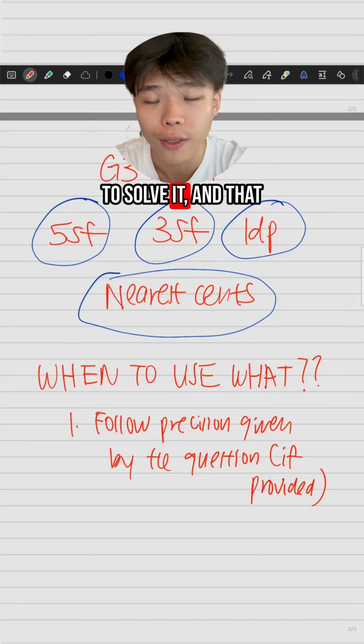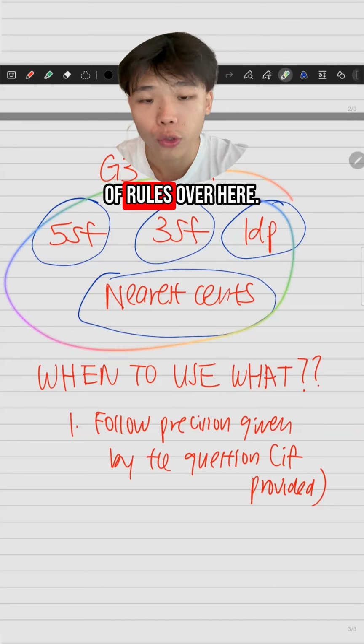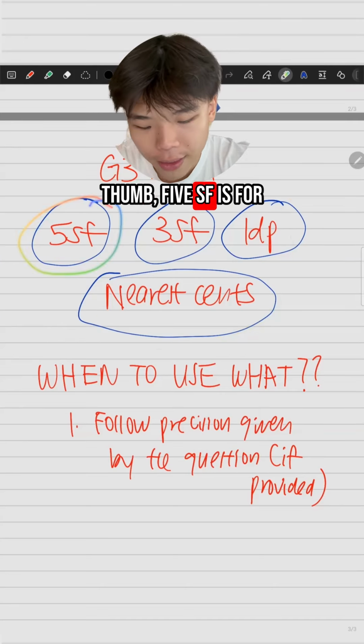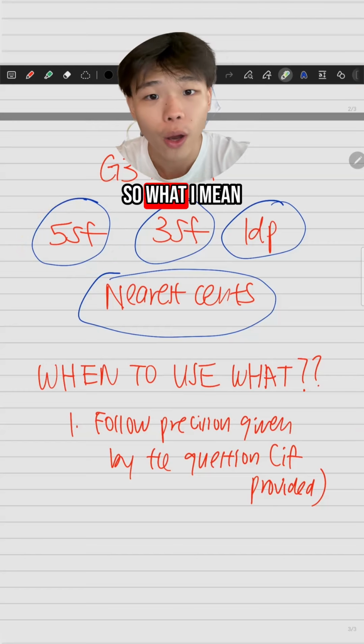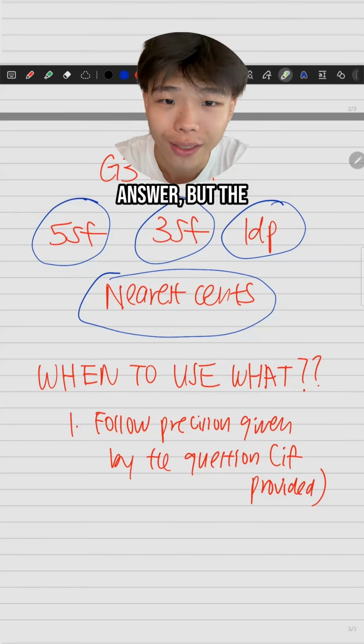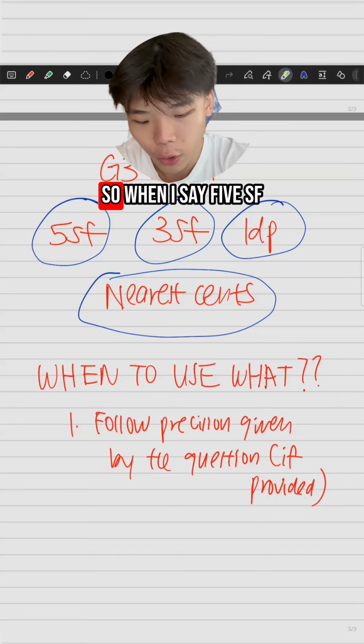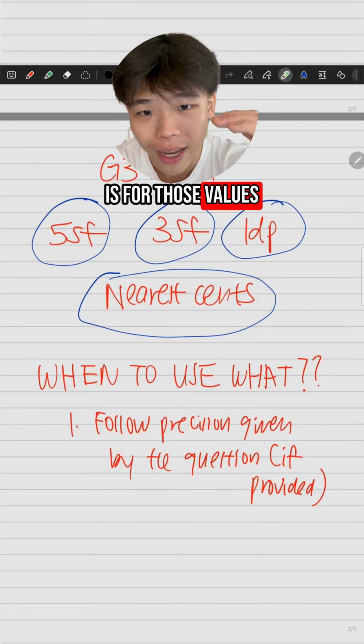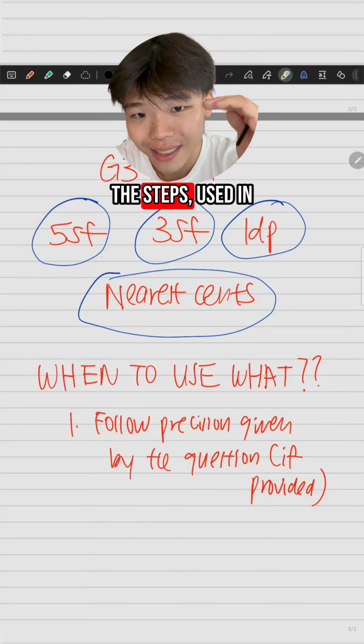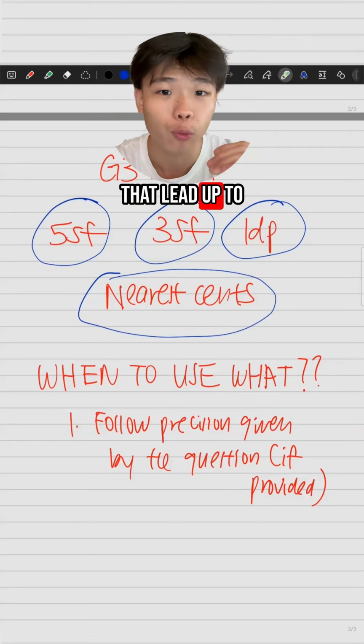Then that is where we'll follow this set of rules. As a rule of thumb, 5SF is for your intermediate working. What I mean by intermediate working is that it's not your final answer, but the value is a part of the step that you need for the next step. So 5SF is for those values used in between the steps that lead up to the final answer.